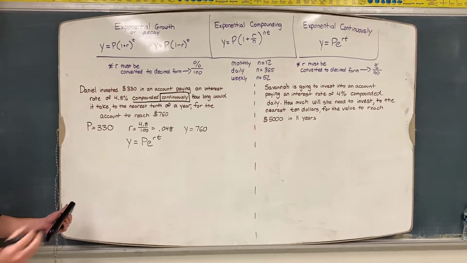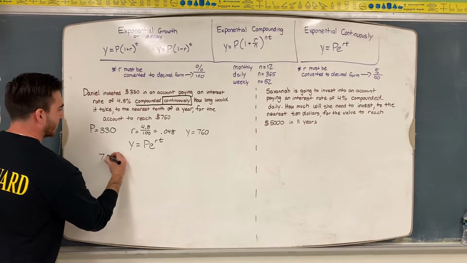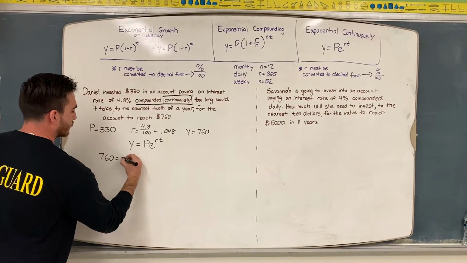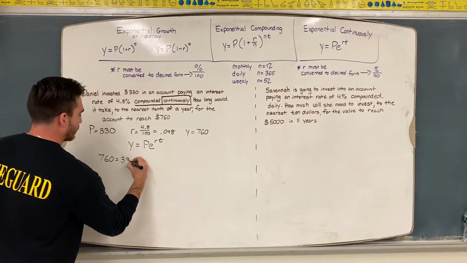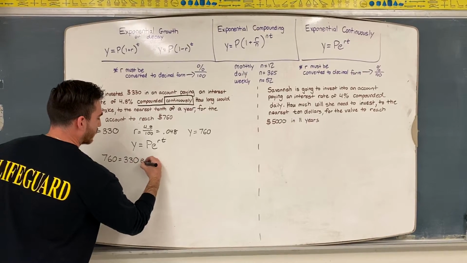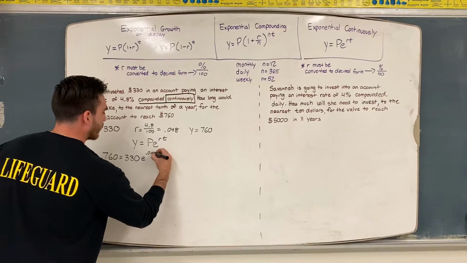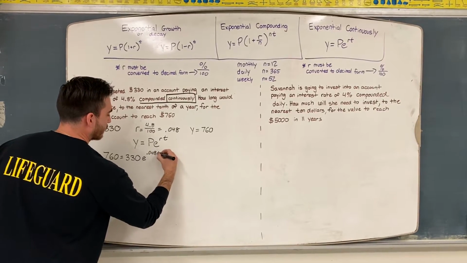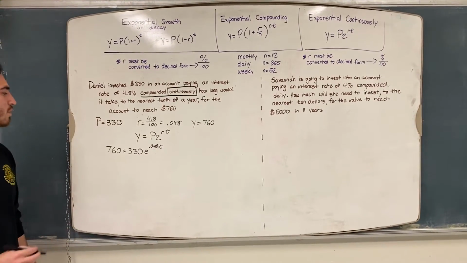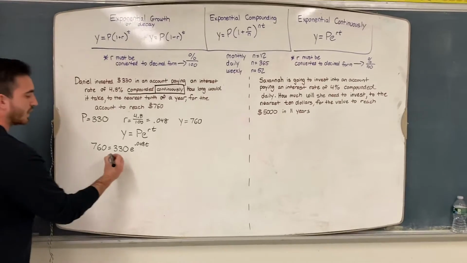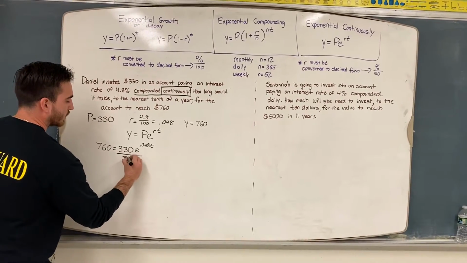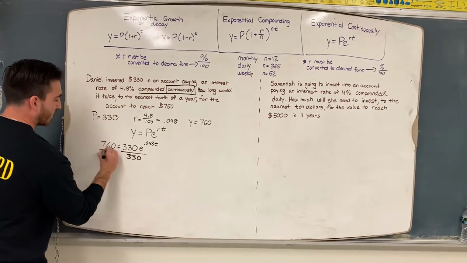So now we're just going to plug into it. So I got 760 equals 330 e, our rate is 0.048t. And now we're going to solve for t. So the first step is to divide by 330 on both sides.